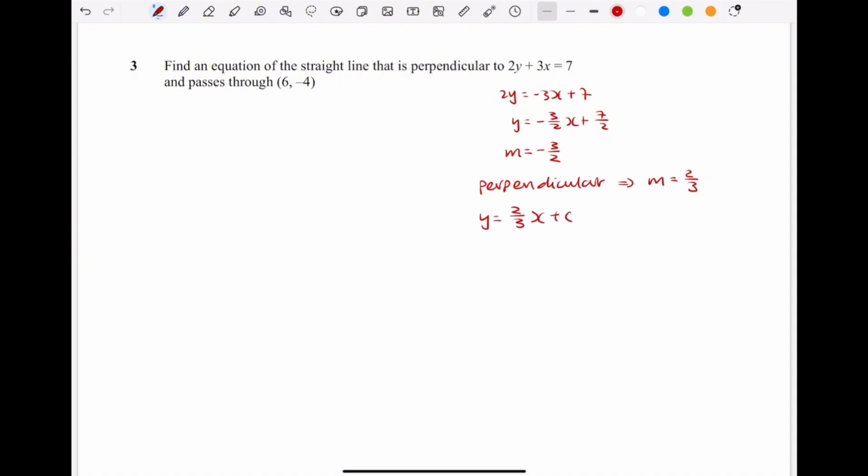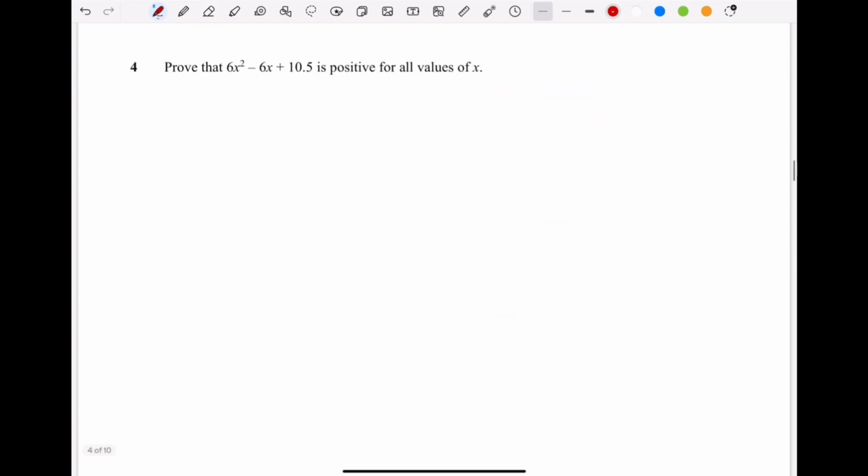Now this line passes through 6, negative 4. So we substitute this point back into the equation, and that will help us to find c, which is negative 8. Okay, so now moving on to question 4. In this question, we needed to prove that 6x squared, take away 6x, plus 10.5 is positive for all values of x.